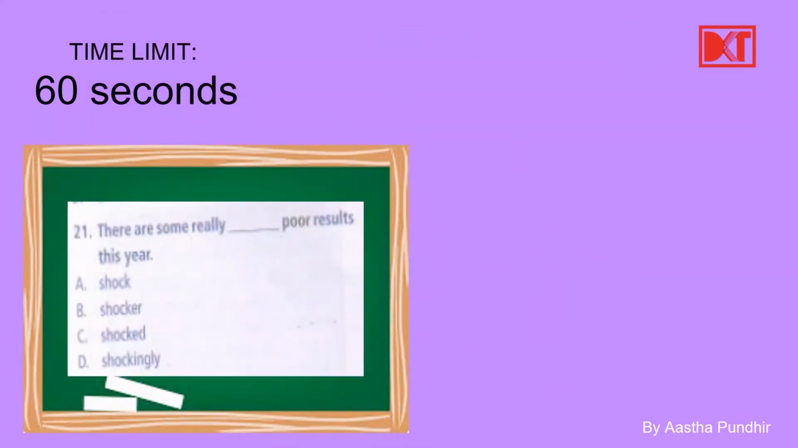There are some really dash poor results this year. A. Shock poor results. B. Shocker poor results. C. Shocked poor results. D. Shockingly poor results. Here the correct answer is D. Because here we have to use an adverb. It is describing the question of how, telling us the manner, shockingly poor results. Alright, telling us this, some sort of extent as well. In other words, shock can be a verb or a noun. B, shocker, it is a noun.